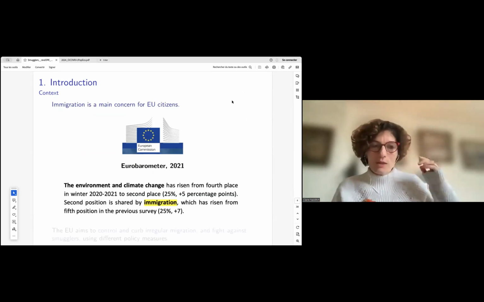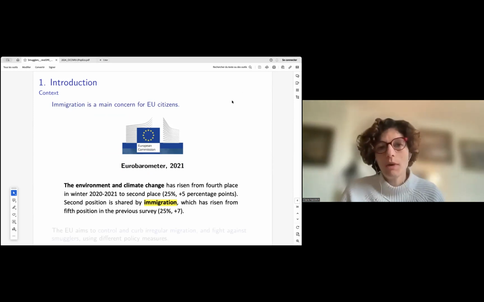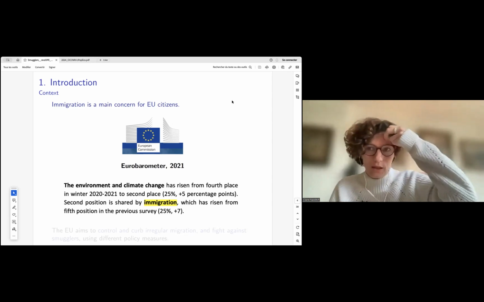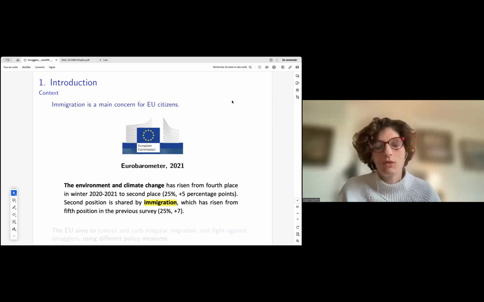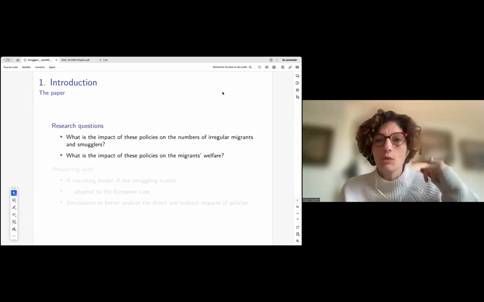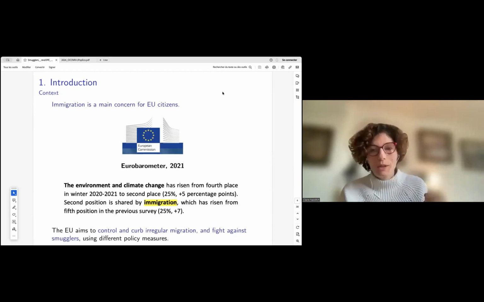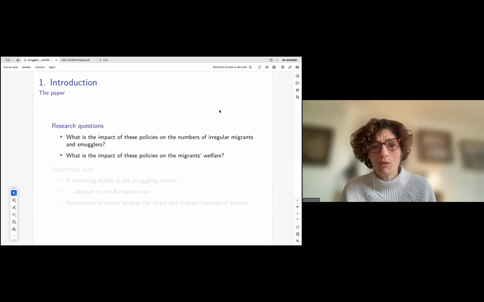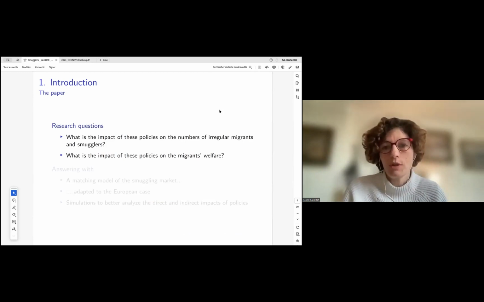And so in this context, immigration has become a main concern for EU citizens. In the Eurobarometer of 2021, immigration was in the second position of things that Europeans took care of and wanted a solution to. Because of this, the EU aims at controlling and curbing irregular migration and especially fighting against smugglers. So what we want to do is to see what is the impact of these policies on the numbers of irregular migrants and smugglers, and what is the impact of these policies as well on the migrants' welfare.